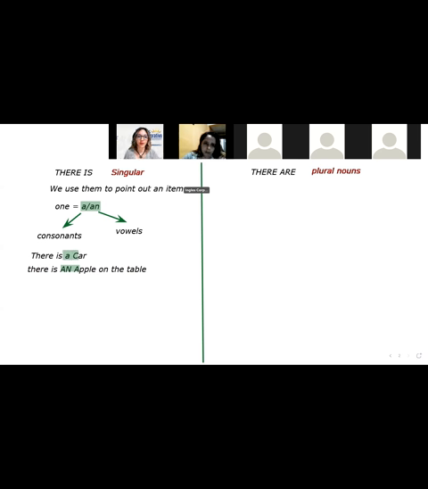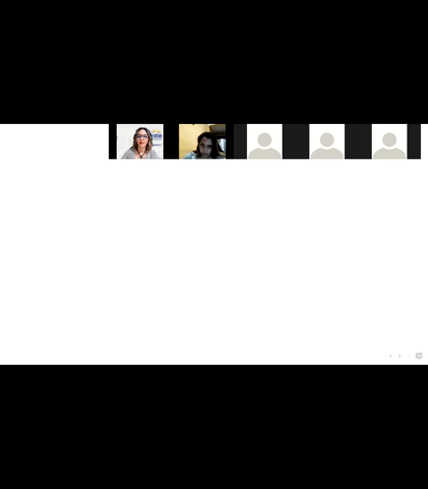Okay, and we use there is with, to be more specific, singular count nouns. We have count nouns and non-count nouns. Tenemos cosas que se pueden contar y cosas que no se pueden contar. The same as in Spanish. Lo malo es que en inglés hay cosas que para nosotros se pueden contar y en inglés no se puede. Okay, so we have count nouns and you have non-count nouns. Okay. Tenemos dos tipos.